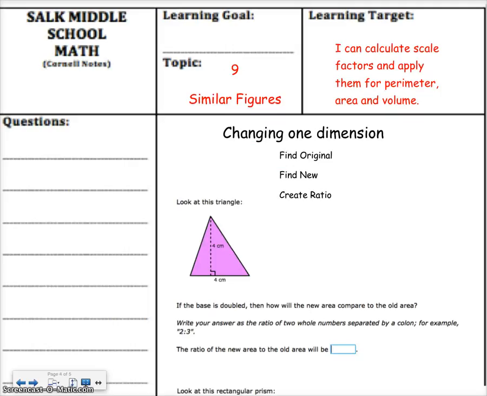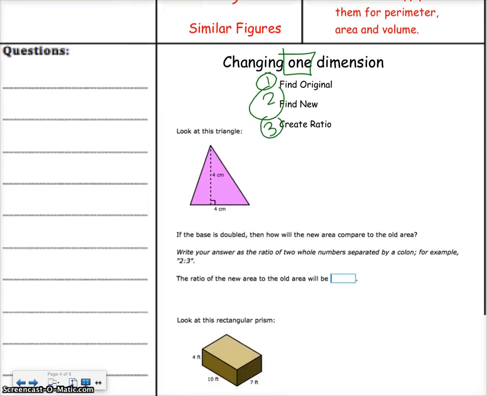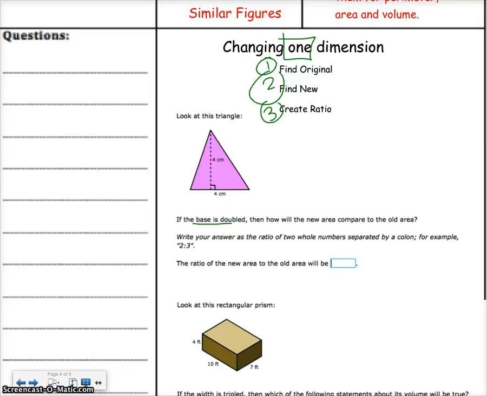Okay, so we use scale factors when we change all dimensions, but sometimes you only change one dimension. And you can't utilize scale factors when we're doing the one dimension. What you want to do is find your original, find the new, create your ratio. So looking at this triangle, if the base is doubled, then how will the new area compare to the old area? Notice that I only changed one thing.